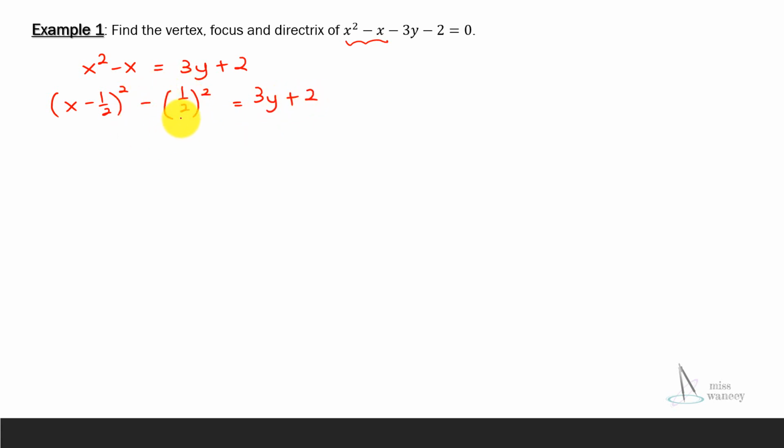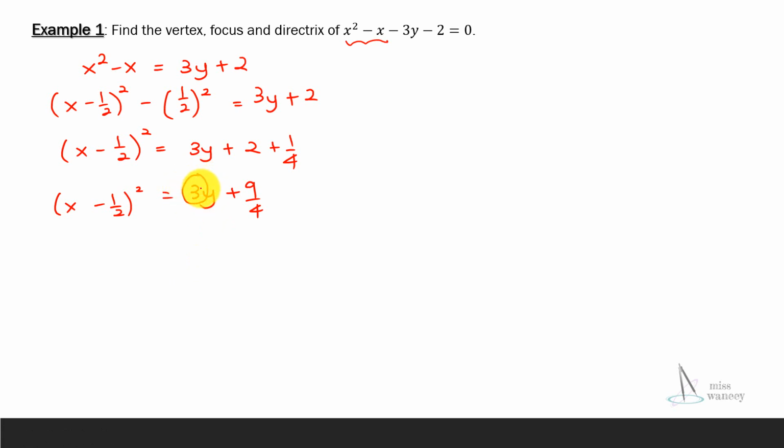So let us bring this one to the right hand side. I'm going to be left with (x minus 1/2) squared equal to 3y plus 2 plus 1 over 4. So this is 9 over 4. So we got 3y plus 9 over 4, and then (x minus 1/2) squared. Okay, so if you see any coefficient of y, we should factorize it. So 3, and then (y plus 3 over 4).